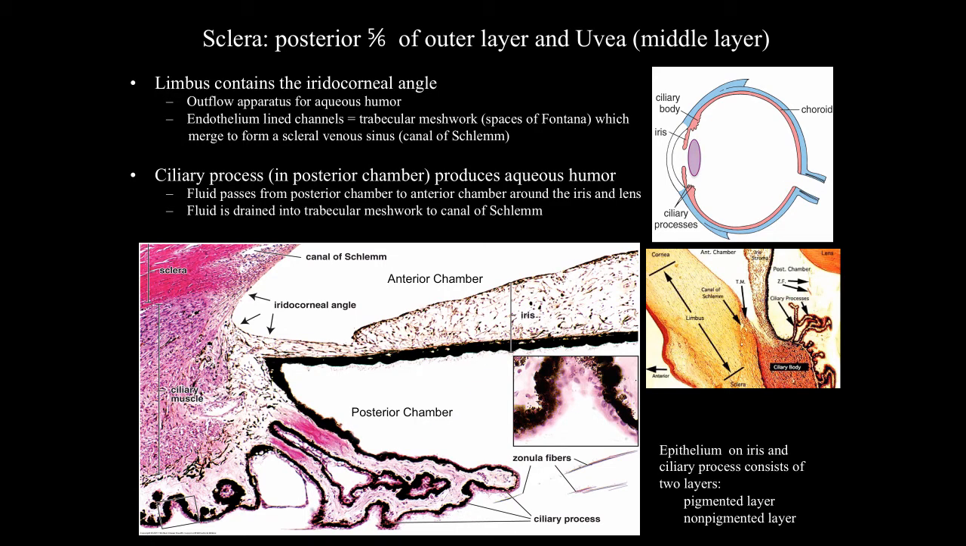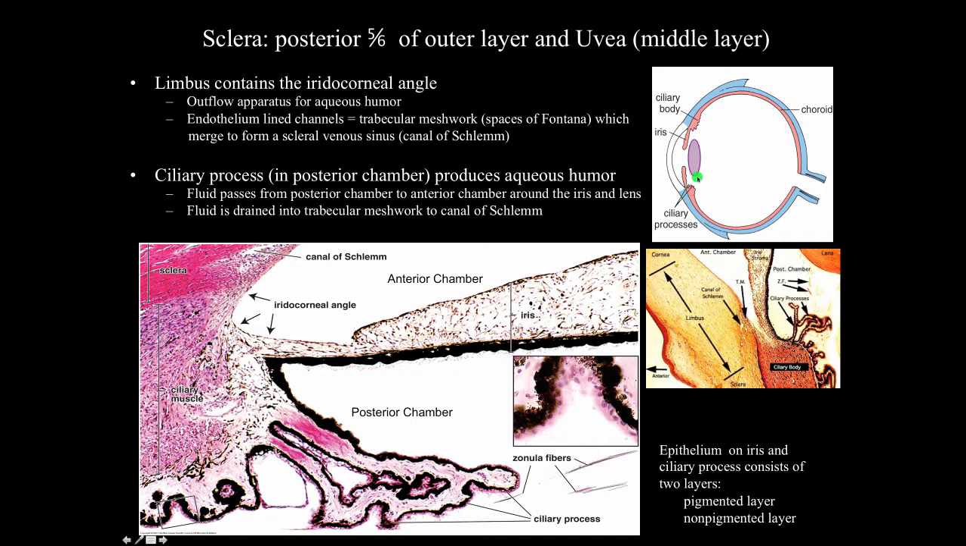If you allow me, let me put in the lens here. The fluid is going to pass from the posterior chamber around the lens into the anterior chamber, where it's going to be drained into this trabecular meshwork and the canal of Schlemm. So in the diagram down here, the aqueous humor is synthesized here. It's going to pass around, I'm going off the micrograph here, but it's passing around the lens, around the iris, and it's going to drain into this trabecular meshwork into the canal of Schlemm.